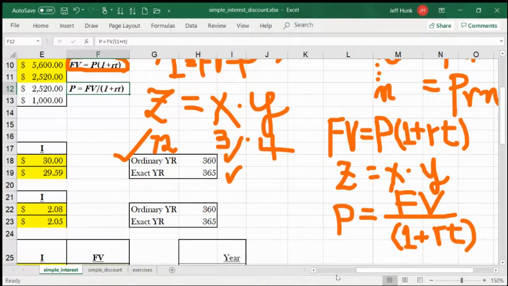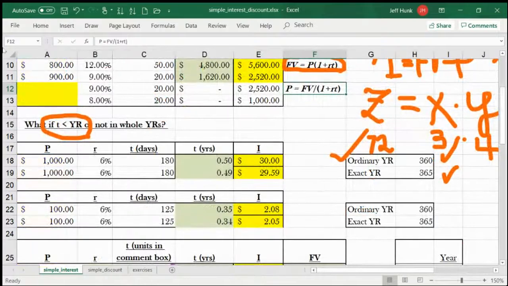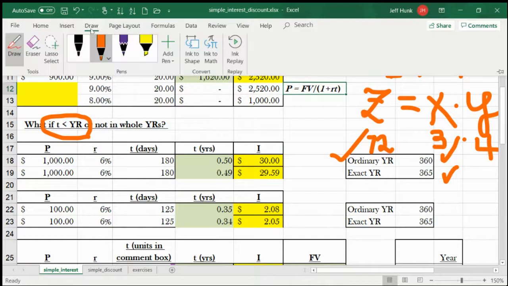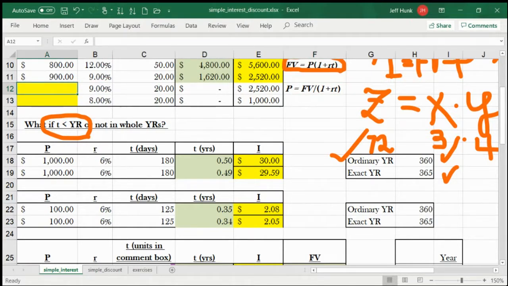Okay, then applying that formula, now we can find the principal. So then principal is simply dividing the future value by 1 plus interest rate times 20, 20 years, right? Hit enter. What do you get? It's $900.